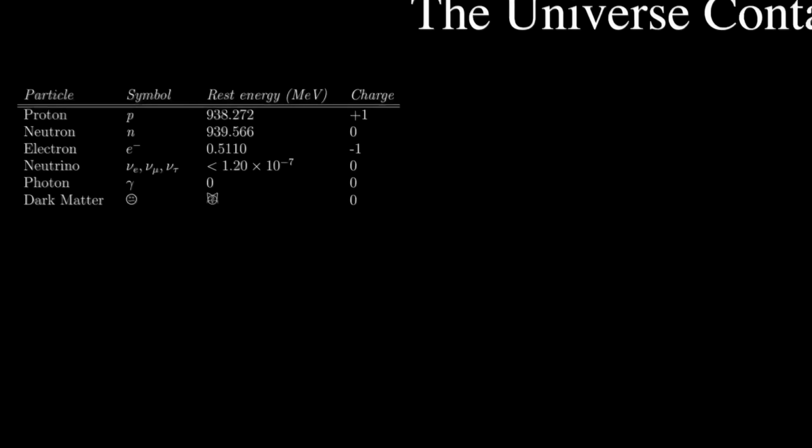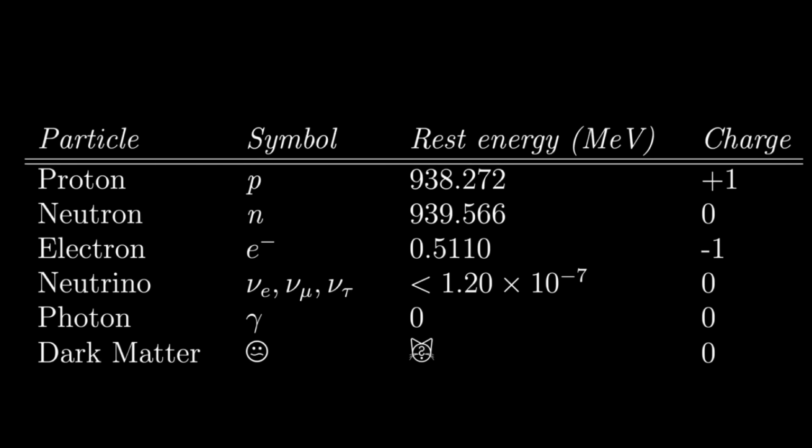Okay, so let's begin by saying in cosmology, we want to look at all of the kinds of particles that matter cosmologically. And so this list is actually pretty short. We care about protons, neutrons, electrons, neutrinos, photons, and dark matter. These are the dominant things that we care about in cosmology.